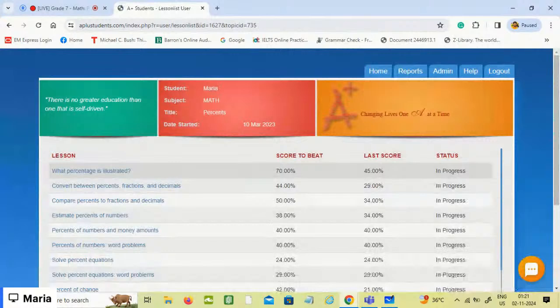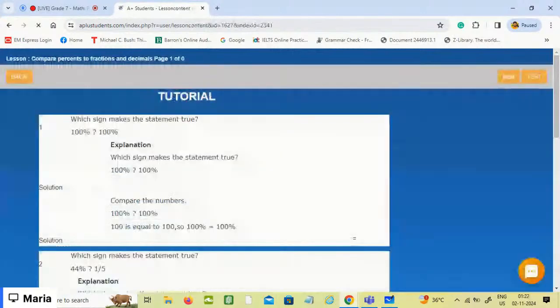The next lesson is compare percents to fractions and decimals. Which sign makes the statement true? You have to compare now, right? 100% and 100%, they both are in the percentage form and they both are exactly equal. So they are equal. Let's just start with the test questions.